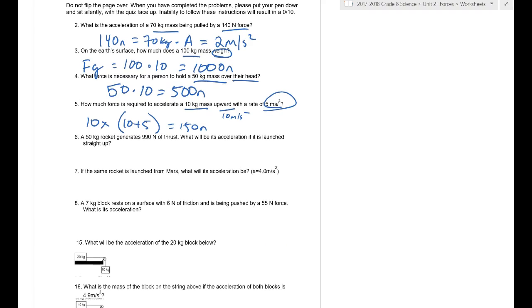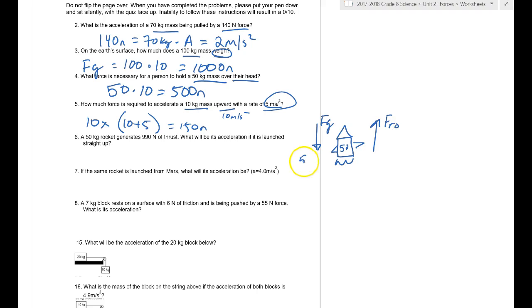A 50 kilogram rocket generates 990 newtons of thrust. What will its acceleration be if it is launched straight up? So, I like the diagram. 50 kg rocket, fire, wing, cone. If it's a 50 kilogram object, we need to account for force of gravity, F of g. We also need to account for force of rocket.